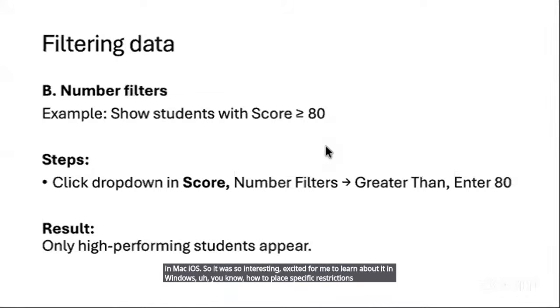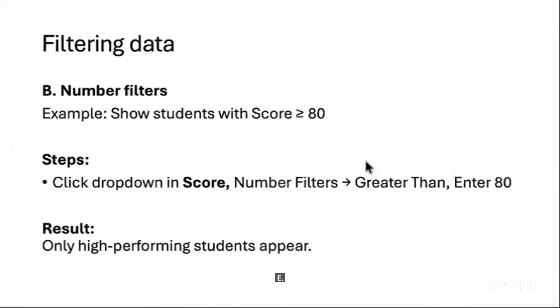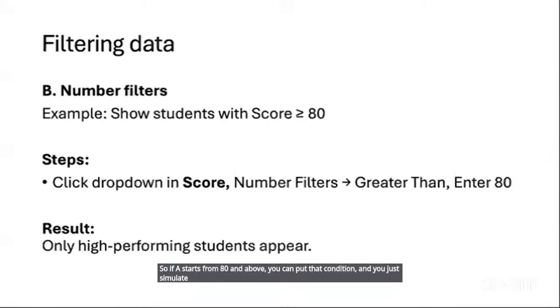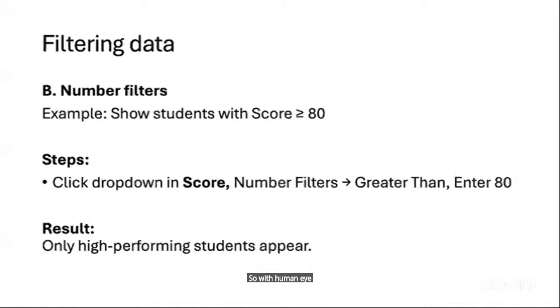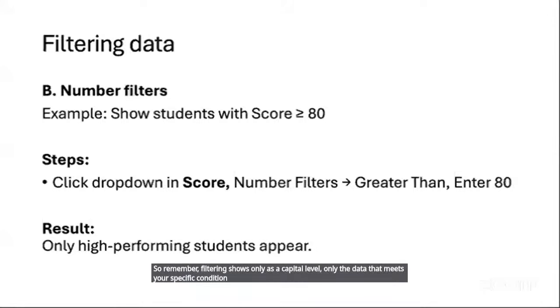restrictions, specific conditions. You have so many scores. Okay, let me know those that scored A. So if A starts from 80 and above, you can put that condition and you just immediately see those that scored A in the entire University of Lagos. So with human eye, manually, that will be near impossible to do within minutes, within seconds. So remember, filtering shows only, that's a capital letter, only the data that meets your specific condition or conditions.